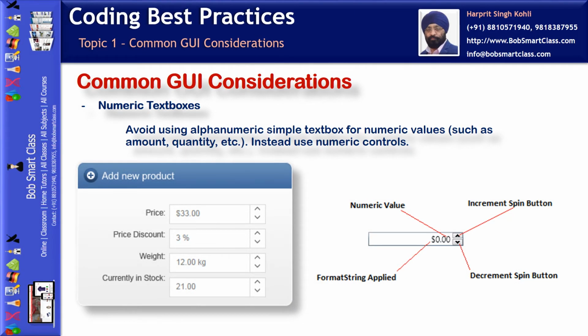The next important point is to avoid using an alphanumeric simple text box for getting numeric values such as amount, quantity, etc. Instead, we have to use numeric controls. Numeric controls restrict users to entering only numbers. They have increment and decrement spin buttons at the end of the control. We can also define currency in these numeric controls.